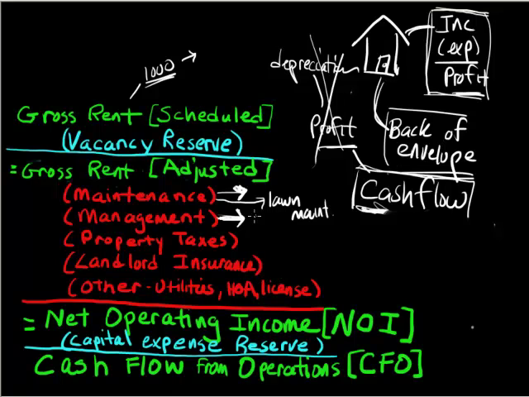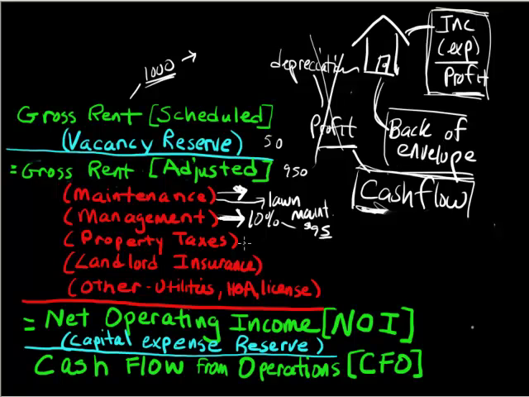So a management fee might be a number like 10% of the rents. So if it was $1,000 and you took out, let's say, a $50 vacancy reserve, then you would have $950 left over, and 10% of that would be maybe $95, the amount of management fee that you have. So that's one of your expenses.